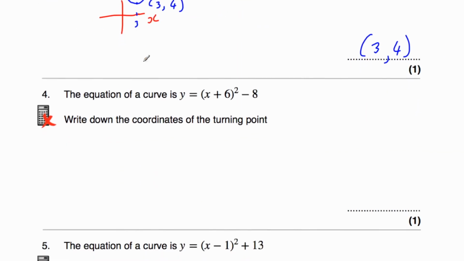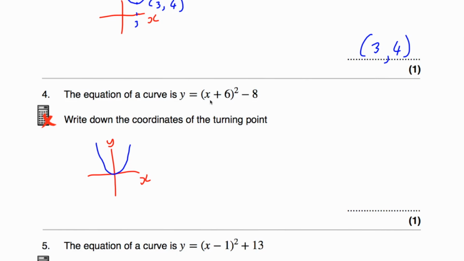So our next one, we've got the equation of a curve is y equals (x plus 6) squared, subtract 8. So again, it's quite nice. Completing the square has been done for us. And we've been asked to write down the coordinates of the turning point. So if we had the sketch of y equals x squared, it would look something like this, where it touches the origin and goes back up.